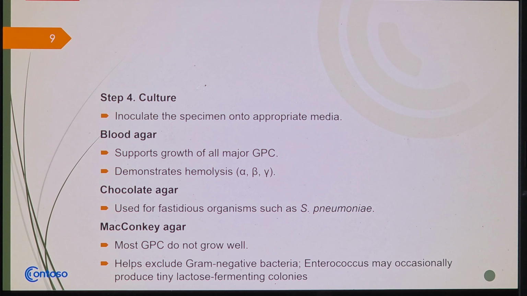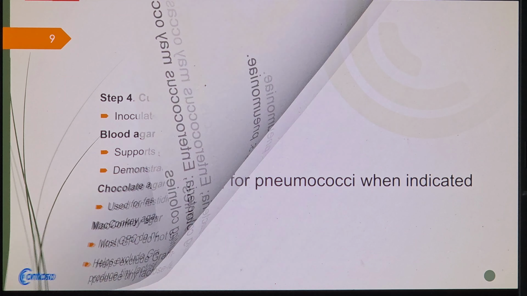Step 4 is the culture. Inoculate the specimen onto appropriate media. First is the blood agar. This is an enriched medium, supports growth of all major gram-positive cocci, and demonstrates hemolysis, that is alpha, beta, gamma hemolysis. Then chocolate agar is used for fastidious organisms such as Streptococcus pneumoniae. MacConkey agar: most gram-positive cocci do not grow well, and it helps exclude gram-negative bacteria. Enterococcus may occasionally produce tiny lactose-fermenting colonies.